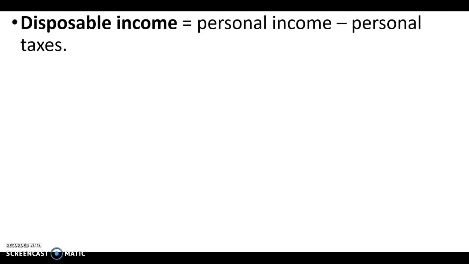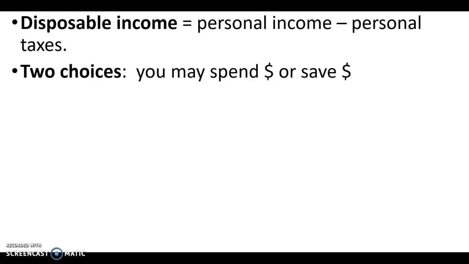So we have two choices with our income. We can either spend our money or we can save our money. For most citizens, most of our percentage is spent, and that could be on our rent or mortgage, food, car, insurance, clothing, you name it. So those are our two choices with money.